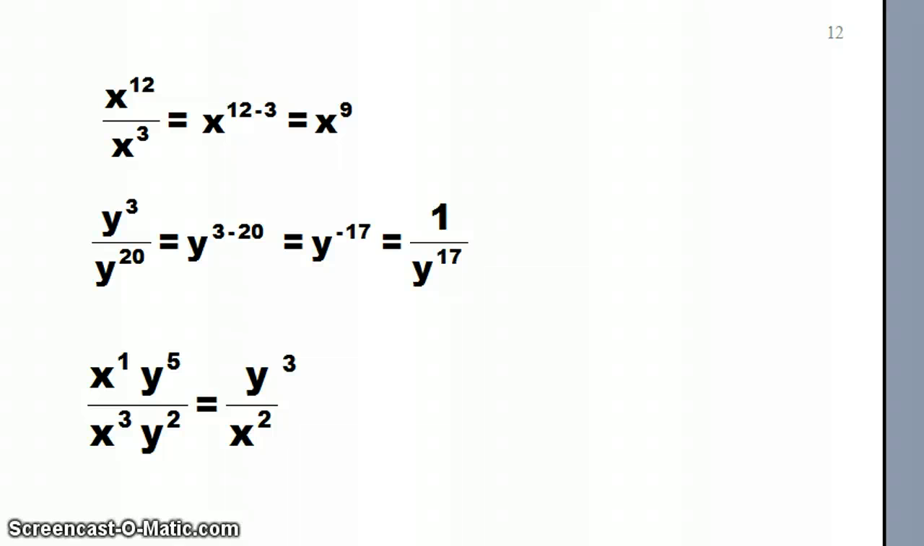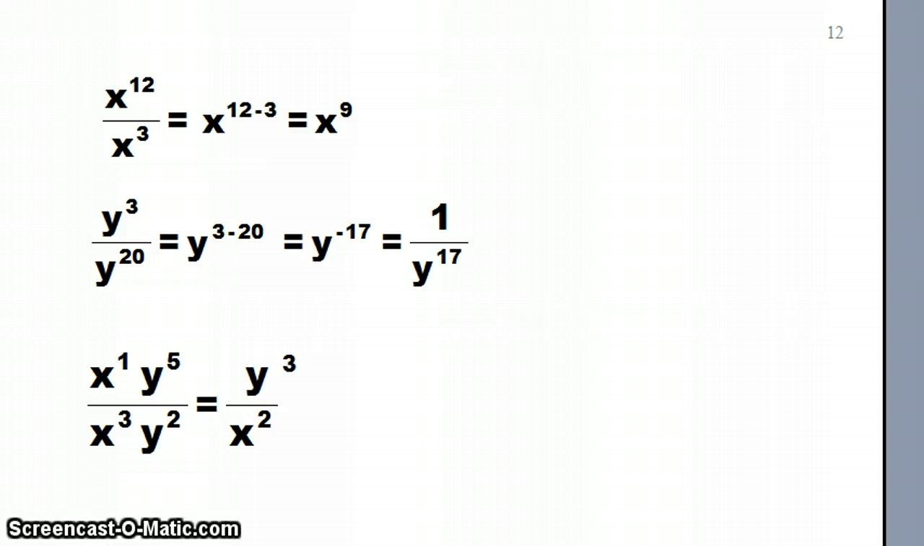On page 12, we have 3 more examples. X to the 12th divided by x to the 3rd is x to the 12 minus 3. Again, we subtract the exponent on the bottom from the one on top and get x to the power of 9. You can use that as x to the 9 over 1, or just x to the 9. What we have here is 12 x's on top, 3 x's on the bottom. Where do you have the most? They're on top.